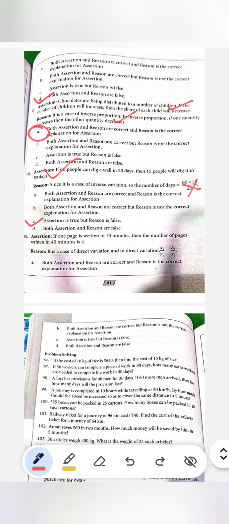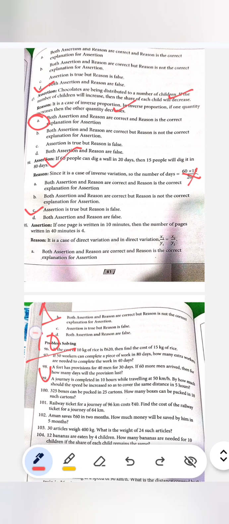Now the last question, question number 95. If one page is written in 10 minutes, then the number of pages written in 40 minutes is 4. Obviously, the more pages you are going to write, the more time you will take. So this one is what? Direct proportion. Sorry, 1 page is written in 10 minutes means how many pages will be written in 40 minutes. So 10 fours are, and 4 into 1. So that is 4. Assertion is correct.